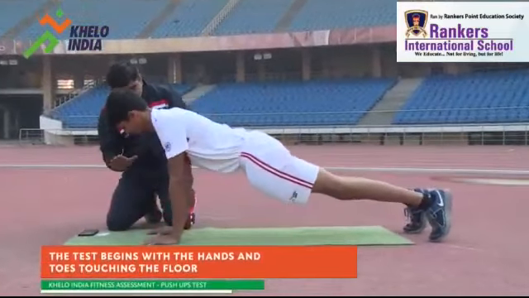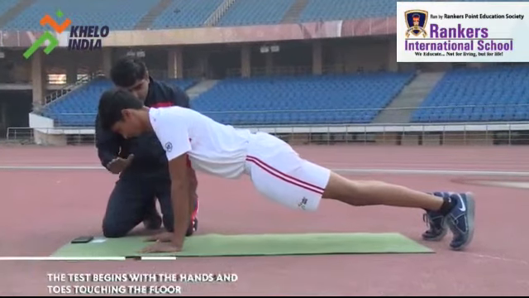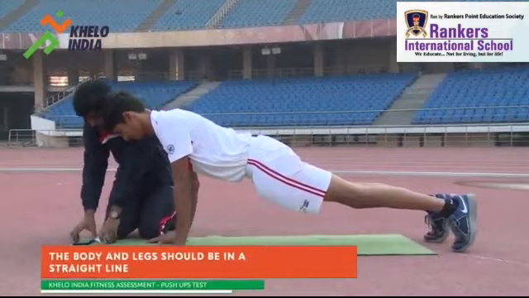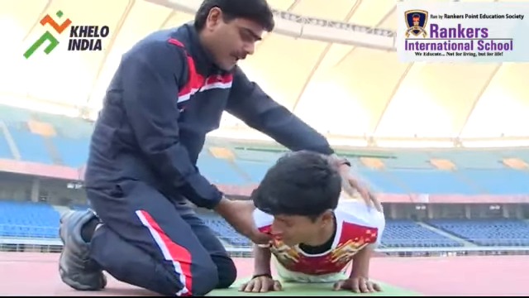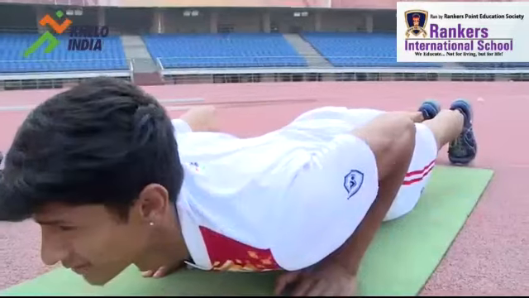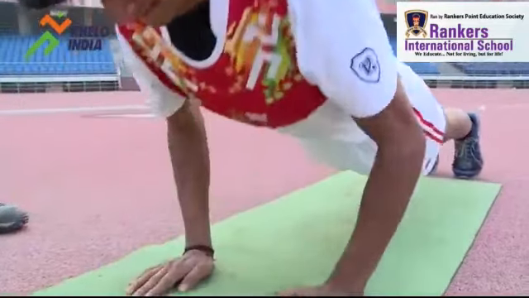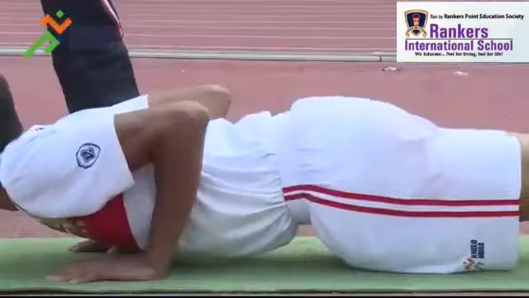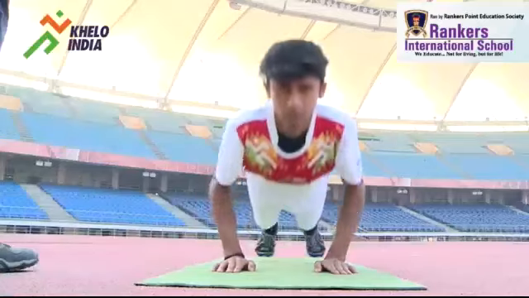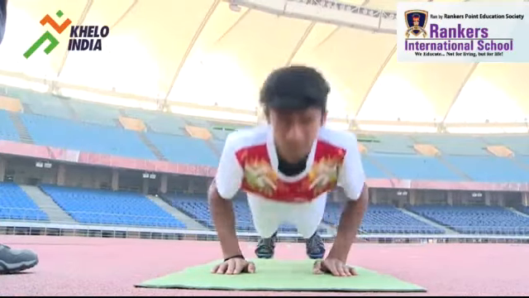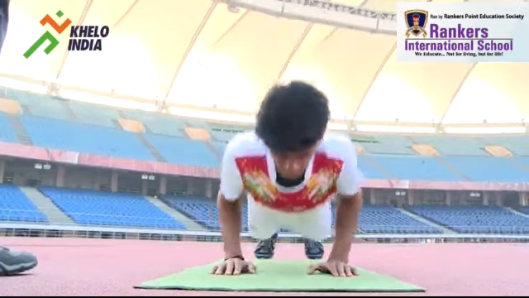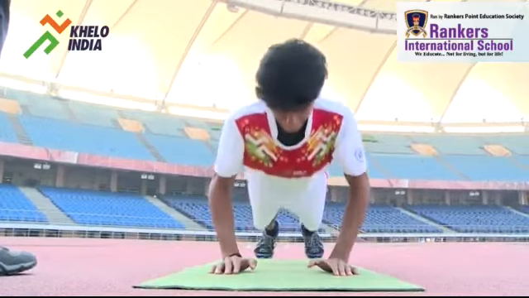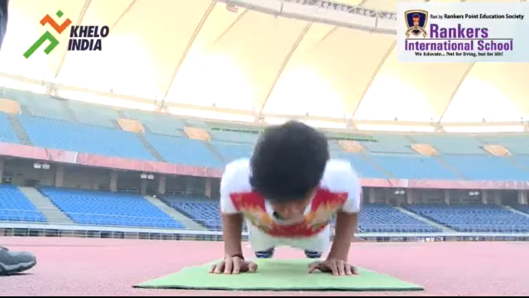A standard push-up begins with the hands and toes touching the floor. The body and legs should be in a straight line, feet slightly apart, the arms at shoulder width apart, extended and at a right angle to the body. Keeping the back and knees straight, the subject lowers the body to a predetermined point to touch some other object or until there is a 90 degree angle at the elbows, then returns back to the starting position with the arms extended.